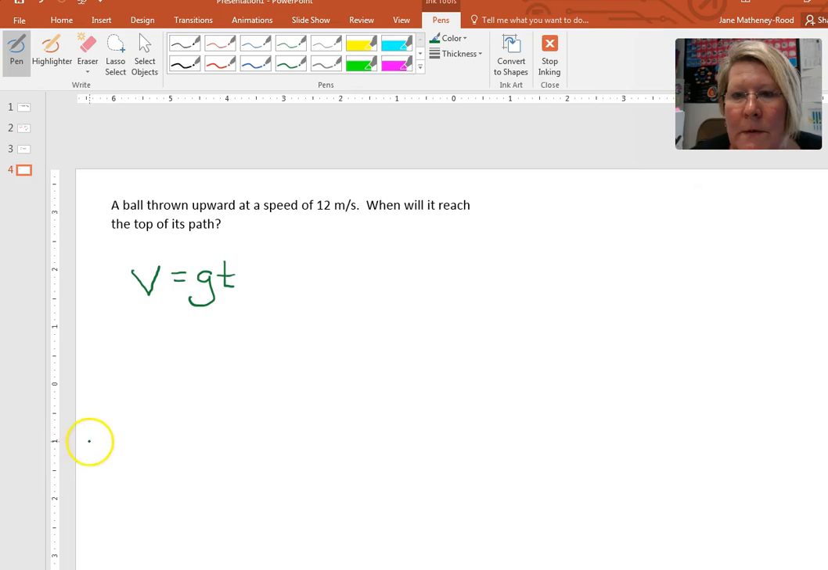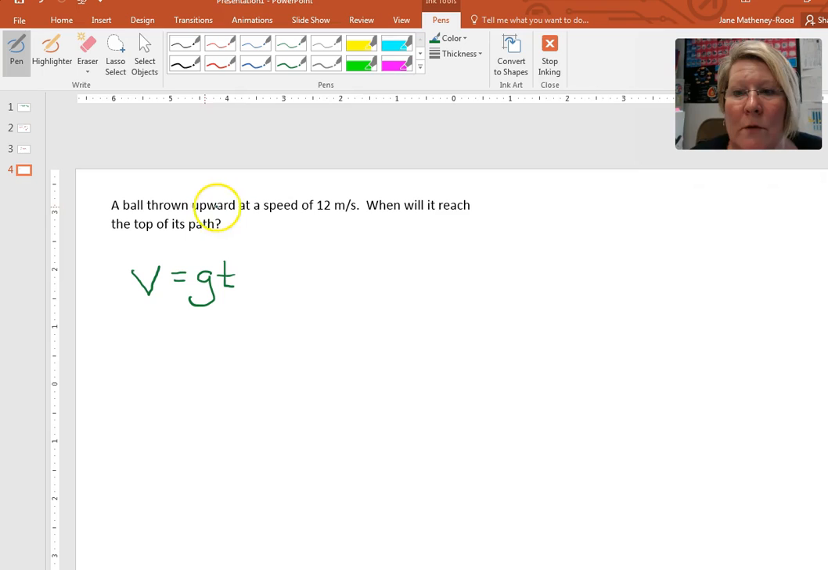All right, so we have been talking about speeds of objects moving along the Earth's surface. Let's look at a problem where we're throwing something up in the air. And whenever we're throwing something up in the air or dropping something through the air, gravity is going to be involved. So this problem says a ball is thrown upward at a speed of 12 meters per second.